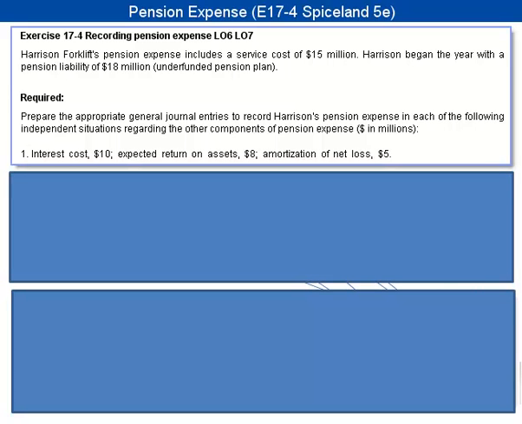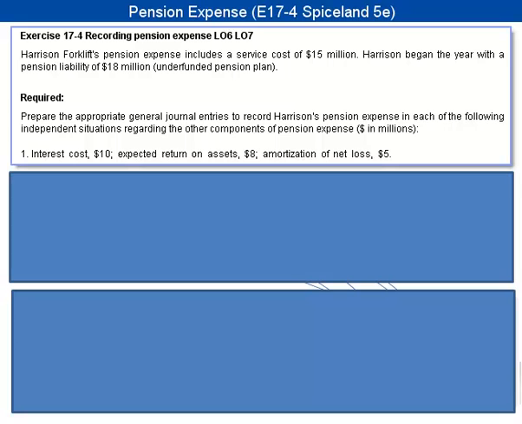Harrison Forklift's pension expense includes a service cost of $15 million. Harrison began the year with a pension liability of $18 million, so they began in an underfunded pension plan situation. The requirement for Part 1 says prepare the appropriate general journal entries to record Harrison's pension expense in each of the following independent situations regarding the other components of pension expense.